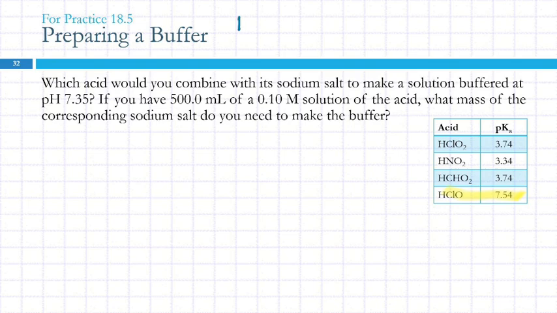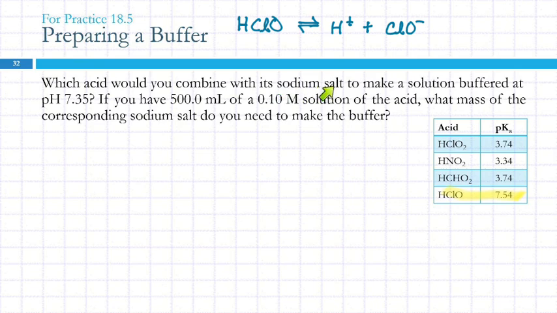Here's our acid. How do we make sure we know what the conjugate base is? Well, write the equation for this ionizing. Here's our conjugate base. Acid, conjugate base. So it's saying we're going to combine it with its sodium salt.